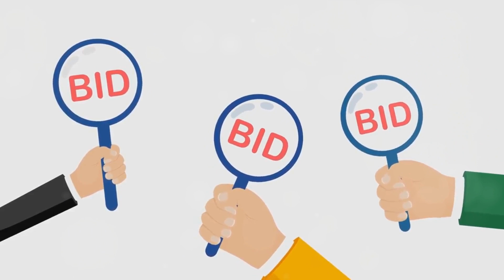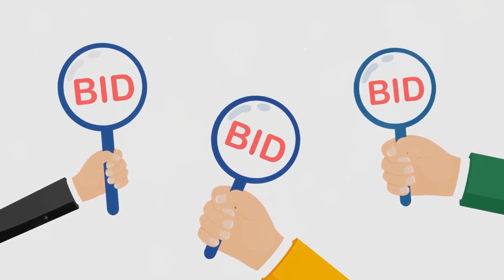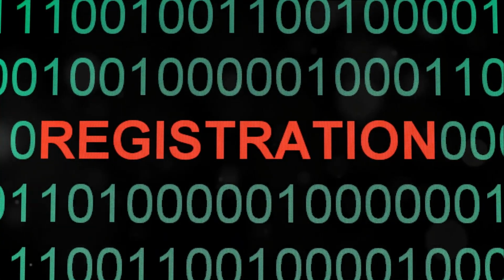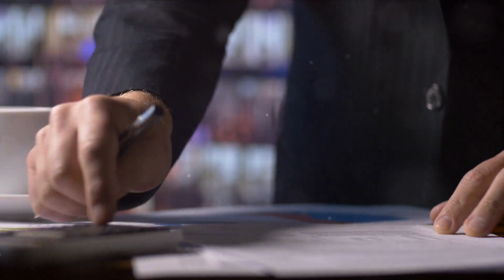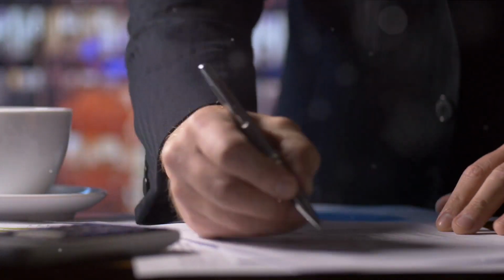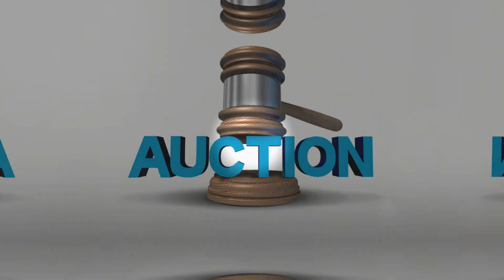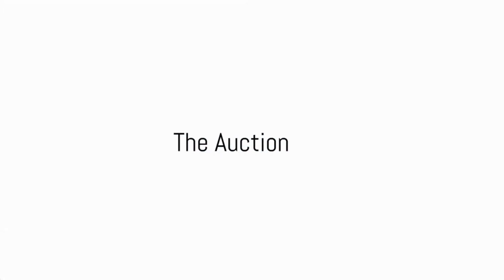Step 2 involves registering for the auction. Once the research is complete, it's time to register for the tax lien auction. This process generally involves completing some paperwork and possibly paying a registration fee. Step 3 is the auction itself.